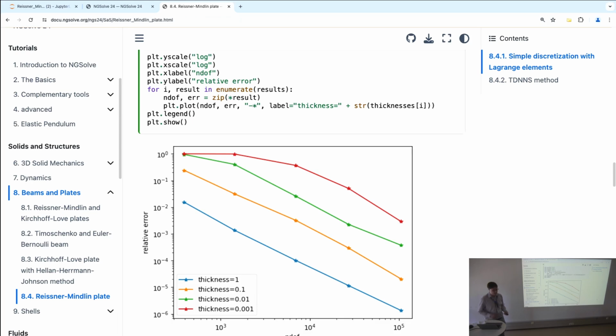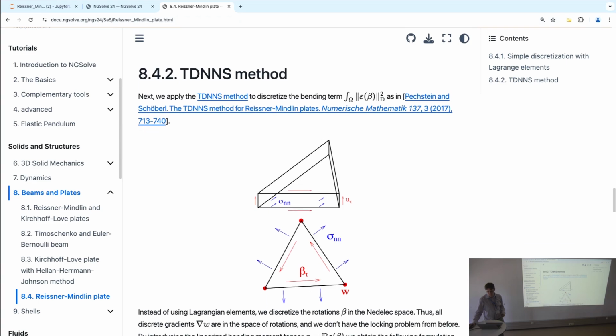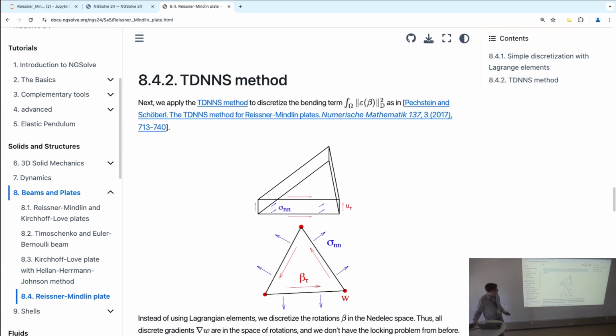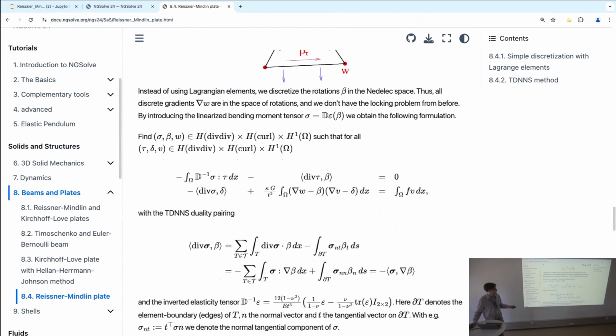And this is not so nice. And our favorite method for solving Reissner-Mindlin plates or shells is the TDNNS method, adapted to this case, because we want to have that the rotations are in H(curl), in Nédélec elements, because then they fit perfectly to gradients from the de Rham complex, for example. But then we have the problem that if beta is only in H(curl), then the gradient is not well defined. But here we use the TDNNS idea to introduce also the bending stress and get the TDNNS pairing here.